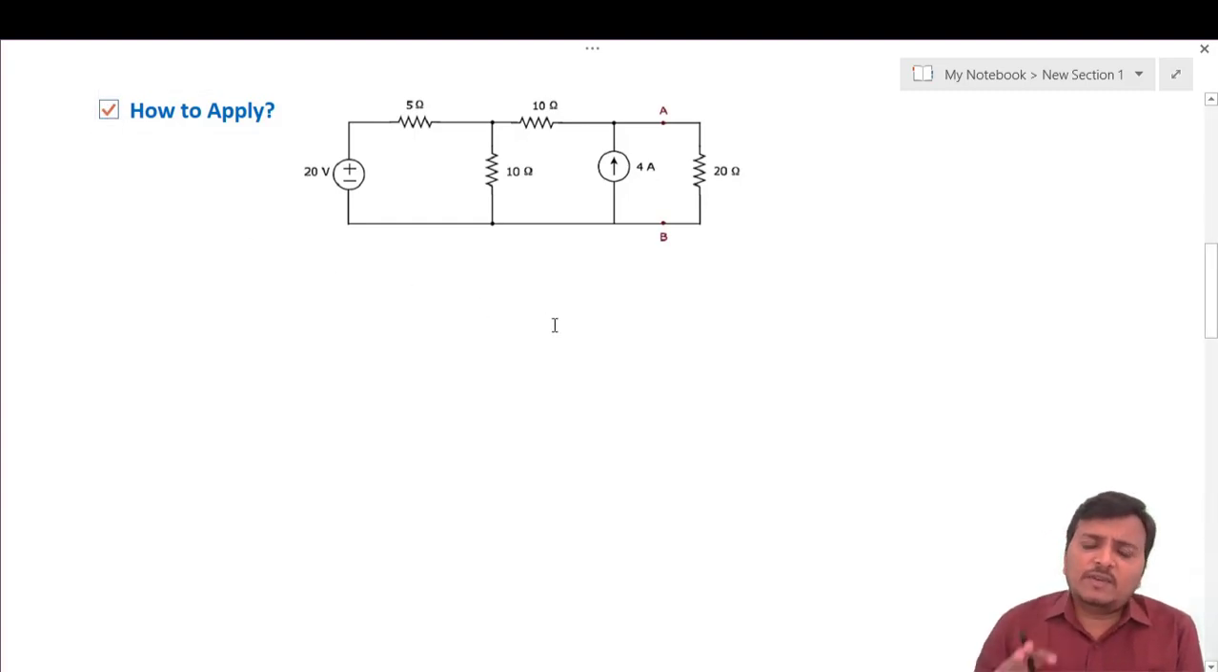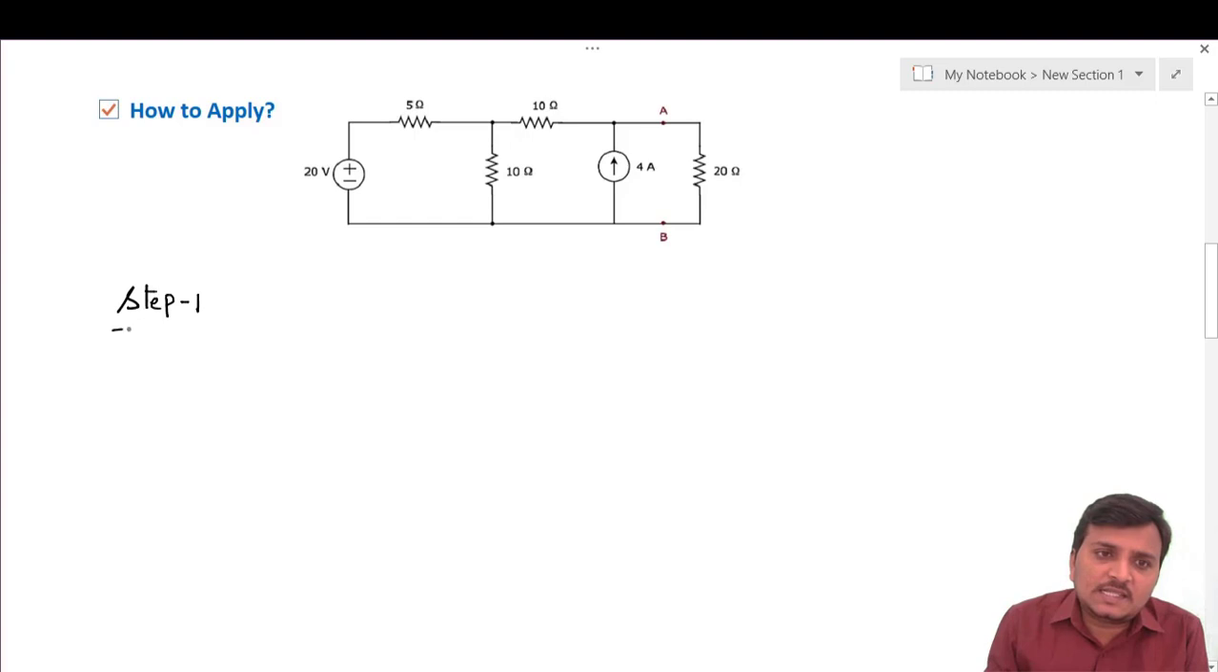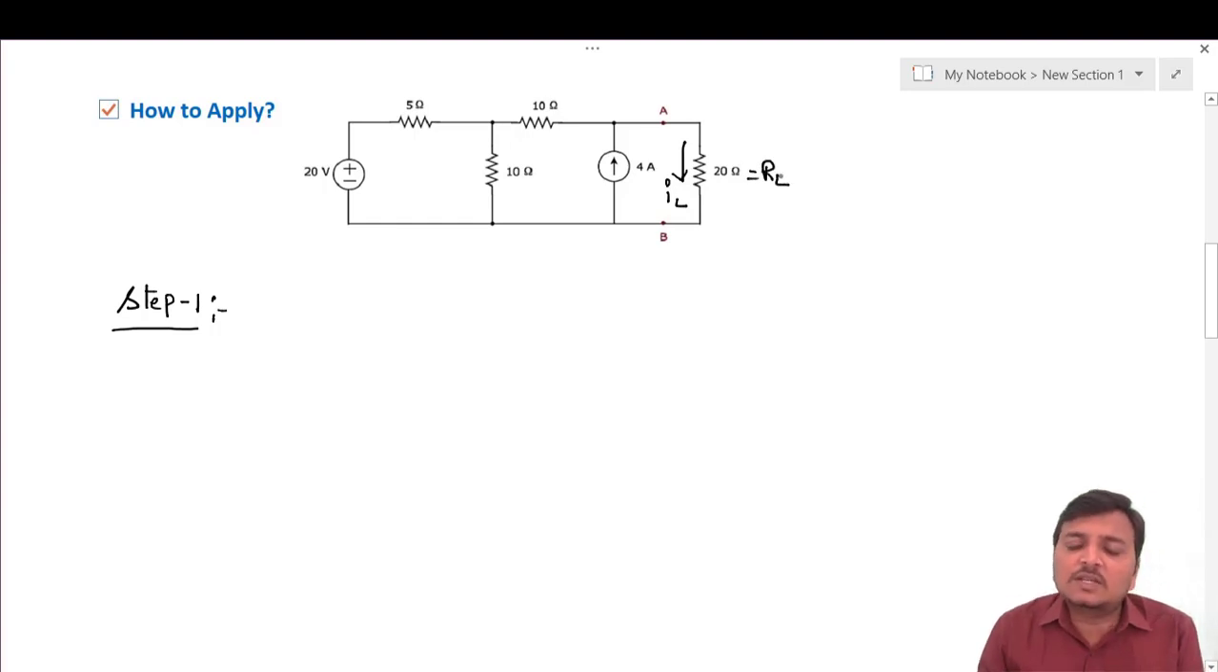Now let us find out how to apply Thevenin's theorem, a very easy understanding of the procedure. There are 5 steps to apply Thevenin's theorem, so I'll start with step 1. Let us consider the same circuit, where I want to find the current in the 20 ohm resistor. I call this the load current IL, and this is the load resistance. Whichever response you want to find, that resistance is called the load resistance. I denote it as the load resistor RL, and the current flowing through it is IL.